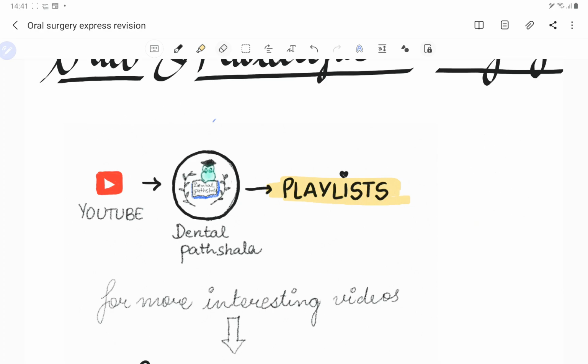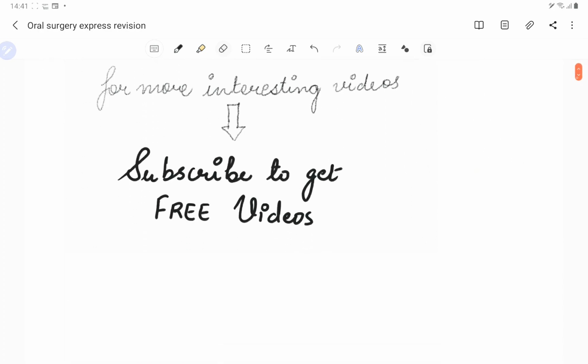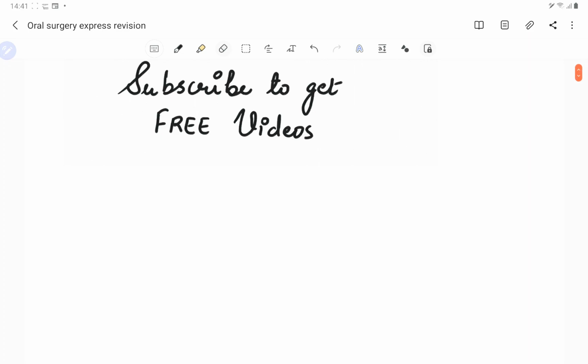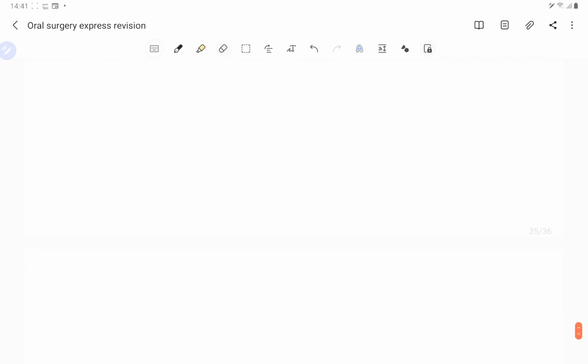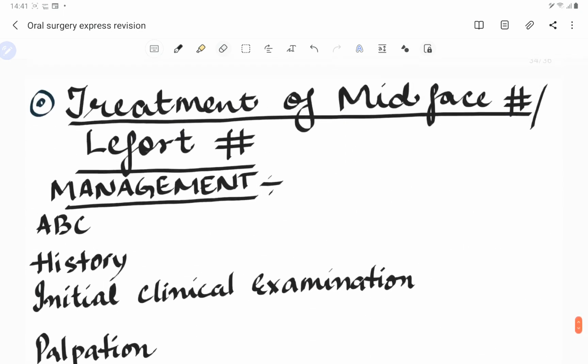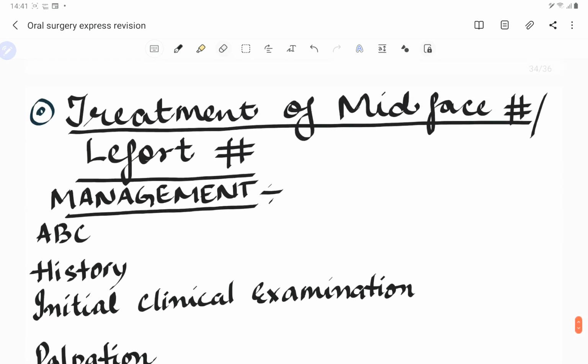So till now we have covered the Le-Fort fractures, mandibular fractures, intermaxillary fixation, and we have also covered open reduction and closed reduction, when to go for open reduction, when to go for closed reduction. So today's video will be talking about the treatment of mid-facial fracture or the Le-Fort fracture. How are we going to manage the Le-Fort fracture? How are we going to treat the Le-Fort fracture?